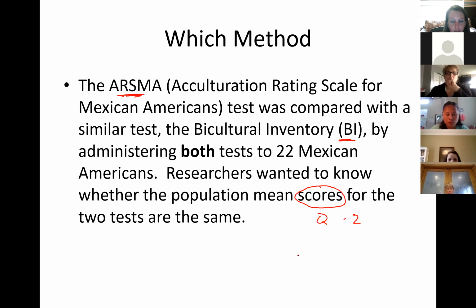So we have to decide if the groups are independent or dependent. So in this case, they say that both tests are given to the 22 Mexican Americans, meaning that the people in the ARSMA group are the same exact people who are in the BI group, because each person got both tests there. So because each person got both tests, then they are dependent.